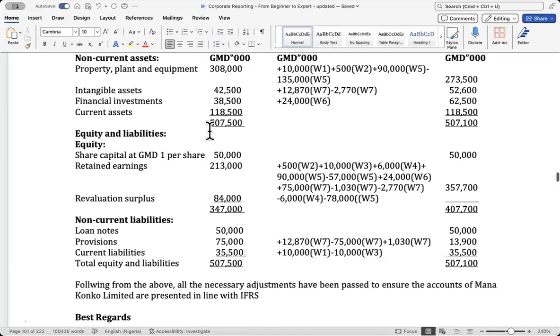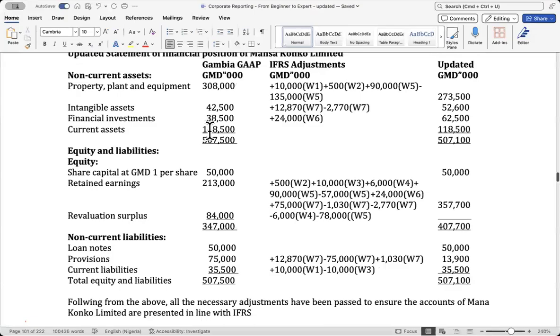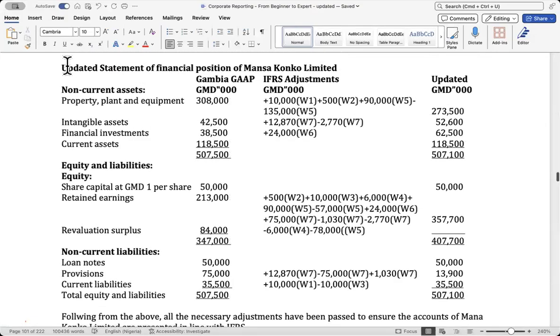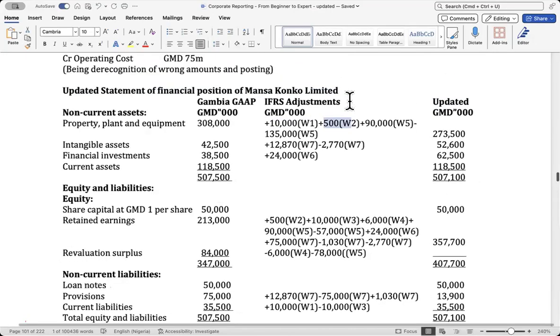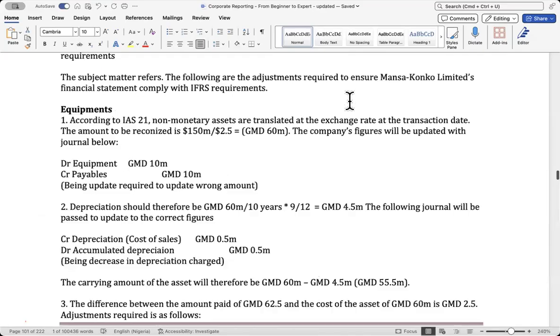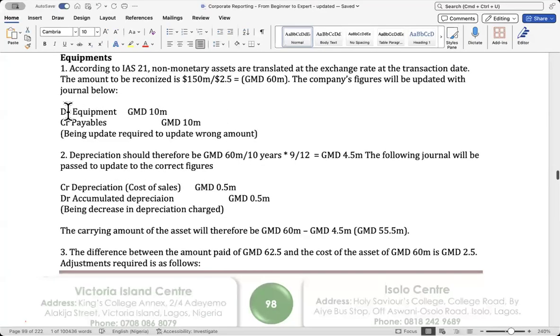So what I then did here, which you would have to check, is that I updated the statement of financial position of that company. I took his figures, all the adjustments we have made, then this is the updated figure. Let me just show you a few ones. Like this one now that I said debit equipment, then credit payables. That means I will add this 10 million to equipment. I will add this to payables. Let me show you.